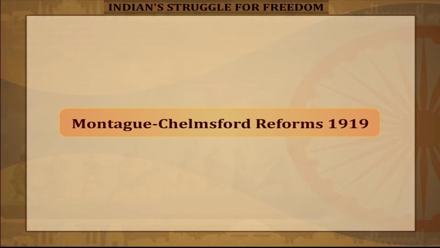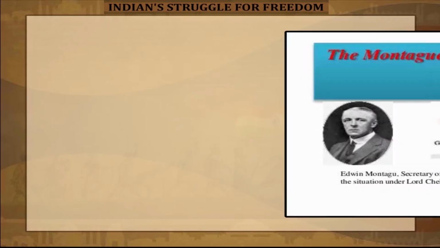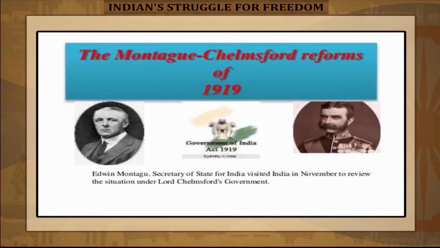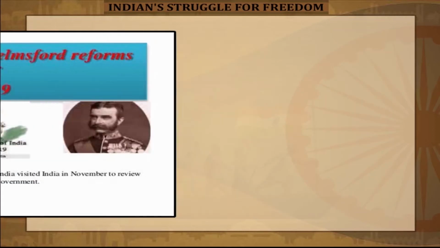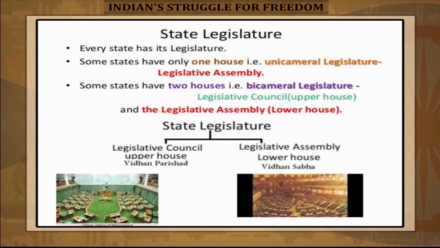Montagu-Chelmsford Reforms 1919. To pacify the nationalists after the First World War, the government announced the Government of India Act of 1919, also known as Montagu-Chelmsford Reforms. The main provisions of this act were: 1. The Legislative Council at the centre was made bicameral, having two houses, the Legislative Assembly and the Council of State. The majority of the members were now elected. However, the right to vote was not universal. It was given only to those who possessed property.